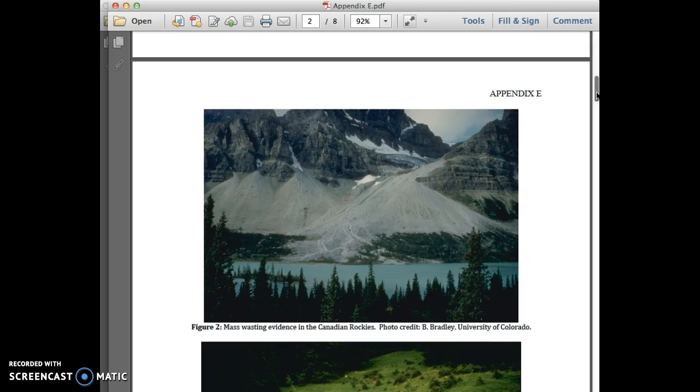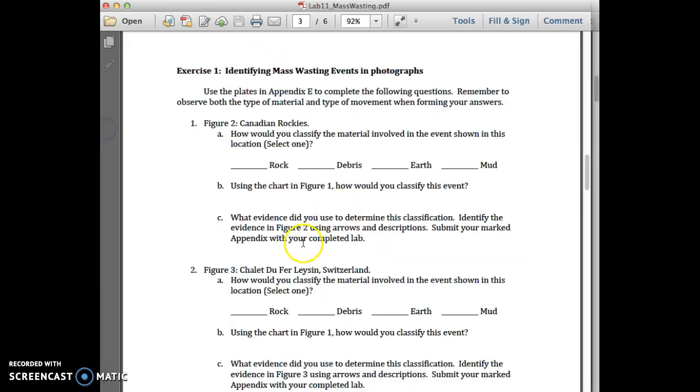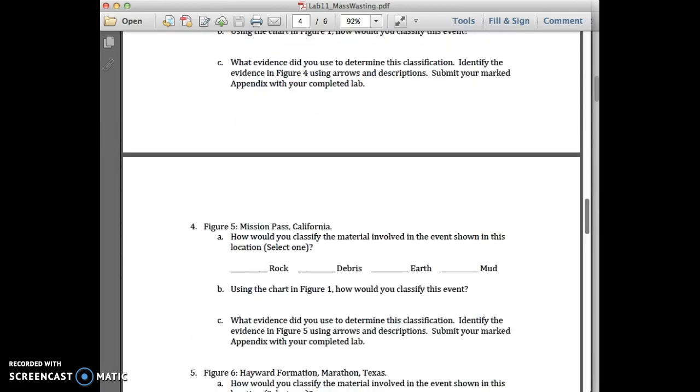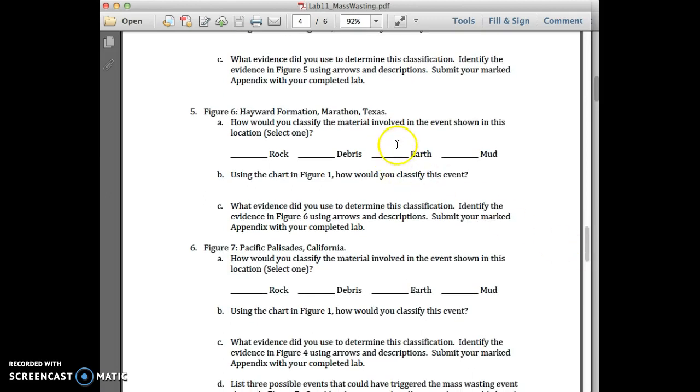If you absolutely cannot do that, you can type your answers in detail with what you did to determine your classification. That will be fine. So you'll be going through each of these slides. When you're trying to figure out the differences between earth and mud, earth tends to be a little bit more yellow in color because it often contains more quartz particles that are not teeny tiny.